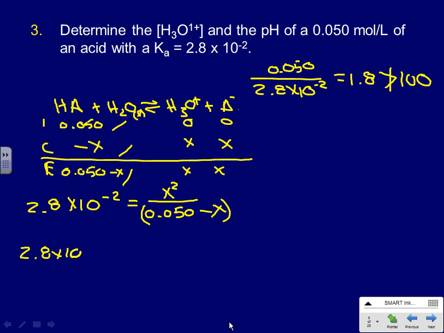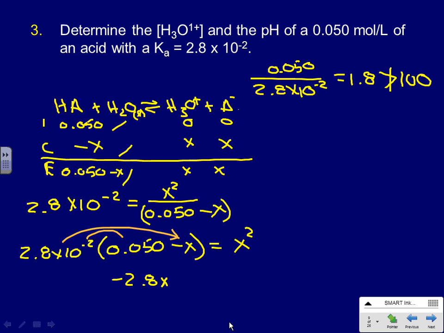2.8 times 10 to the minus 2, 0.050 minus X, X squared. So now I need to FOIL that guy through. I can do the minus X part, 2.8 times 10 to the negative 2 X. And I need this 2.8 times 10 to the negative 2 times 0.05. What do you got? Sorry? 1.4 times 10 to the negative 3 equals X squared.